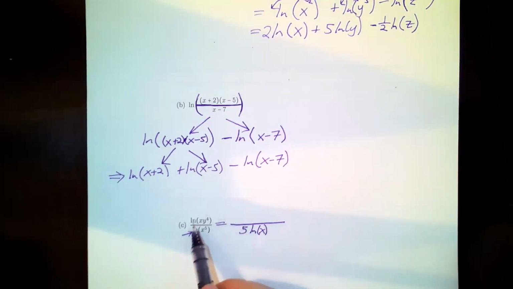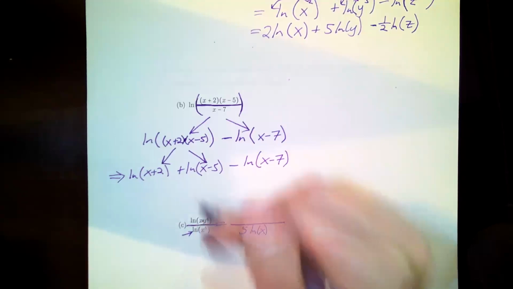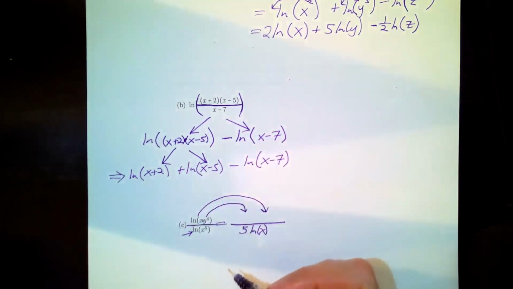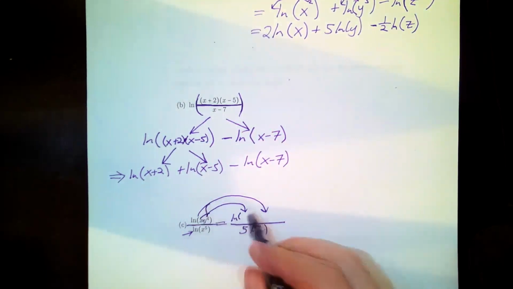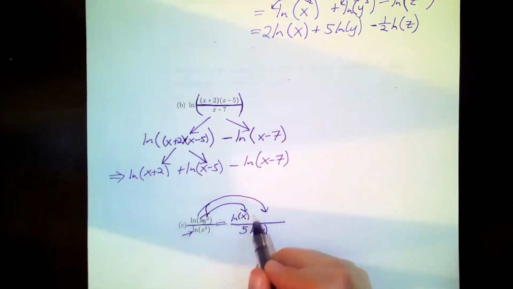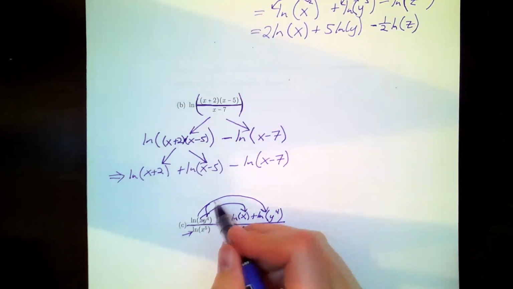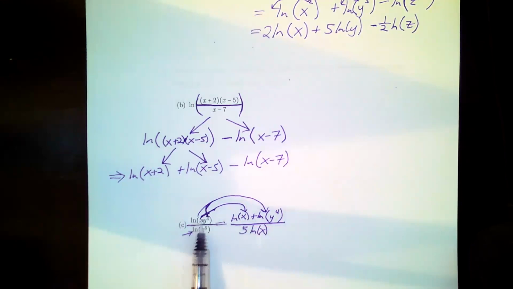Now in my top, I have ln of x times y to the fourth. And I notice, oh, for that little log up there, I do have a multiplication inside of that log in the top. So that means my top log can split into two logs. It'll split into ln of the first thing multiplied, x, plus ln of the second thing multiplied, y to the fourth.